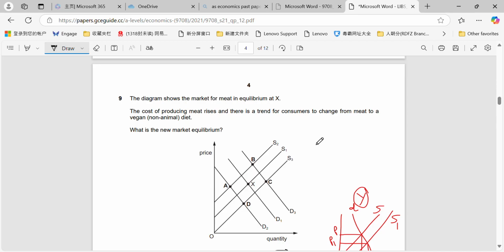Okay, the supply and demand shift question. Cost of producing meat rises, that would shift the supply curve to the left. Cost of production increase, so we'd move from X into here. Trend for consumers to change from meat to a vegan non-animal diet, and we are looking at the market for meat. That would be a change in consumer tastes or preferences or attitudes, which would shift the demand curve to the left and would result in us ending at A.